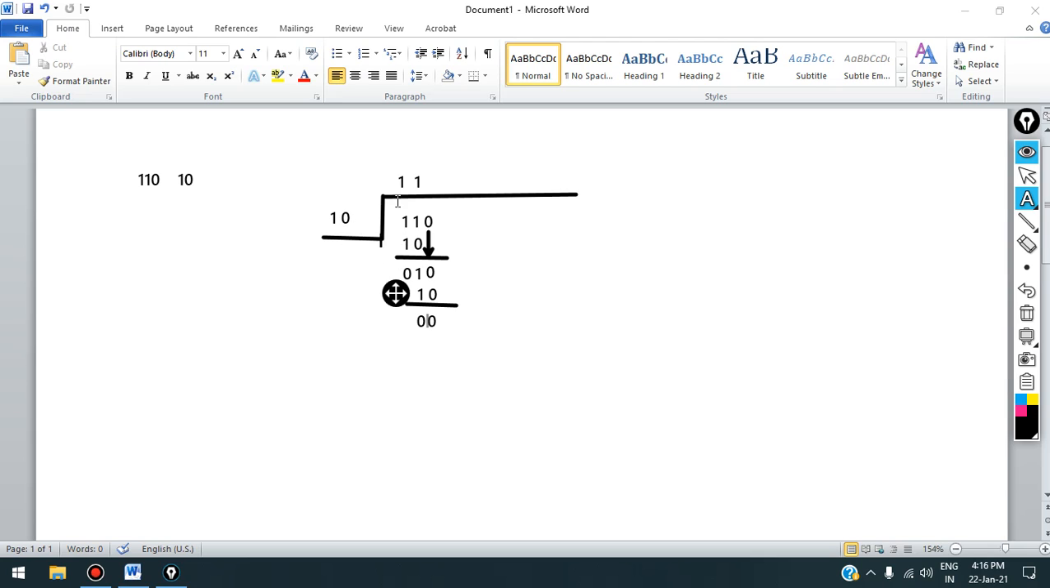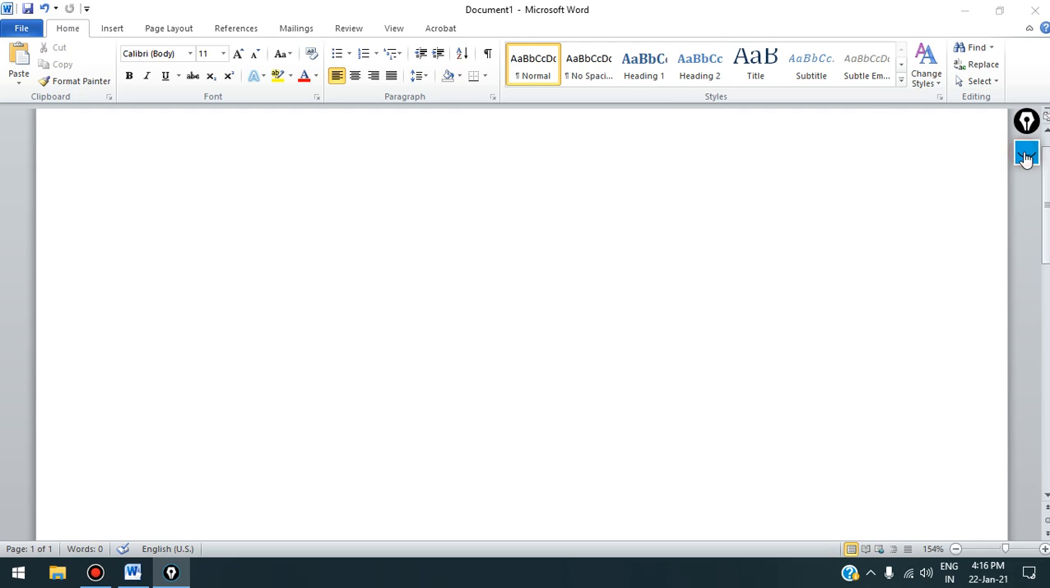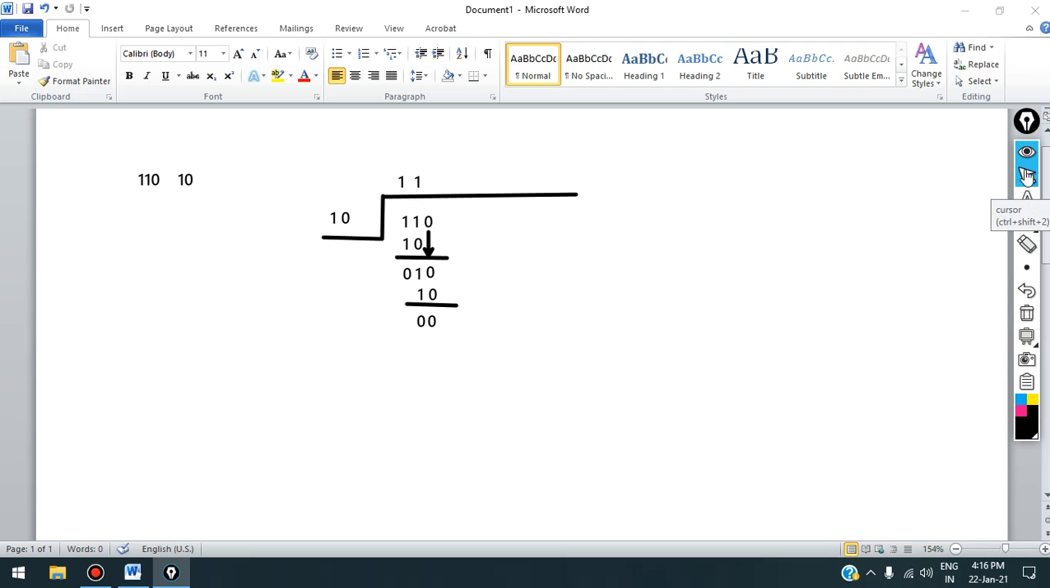Now if we want to check whether our division is correct or not, we can check it. How? We can convert this 110 into decimal and 10 into decimal number. So let us convert quickly. We know the rule, how we can convert it. So here the number is 110, and let us convert it into decimal. So we know the rule.